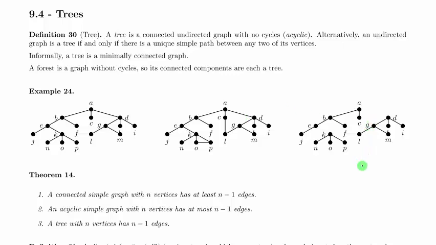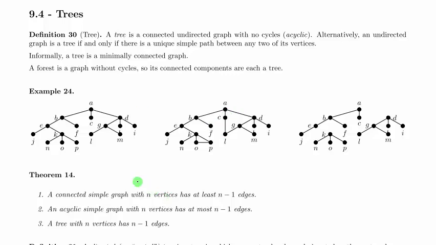The rightmost example is not a tree because it's not connected. I have no way of getting from A to D. However, each of the components of this graph, each of the pieces, are themselves trees. And so we would call this a forest. It's a graph without cycles, but isn't necessarily connected. And so this is a forest. We have a tree, a forest, and nothing.